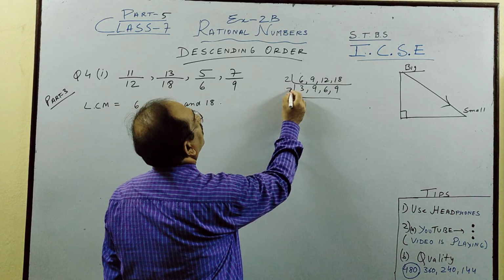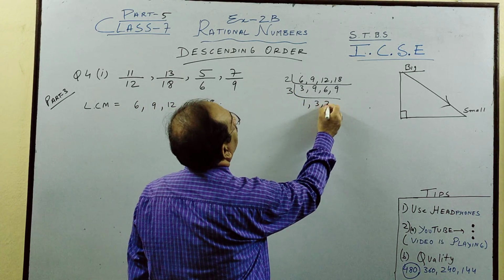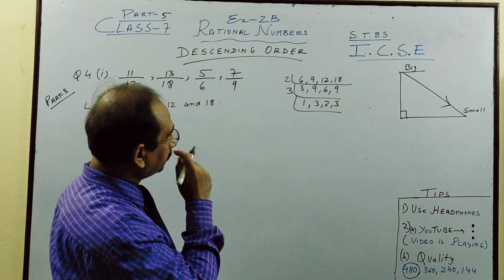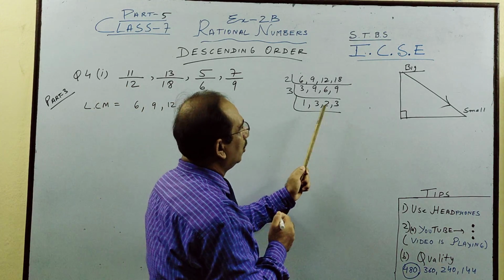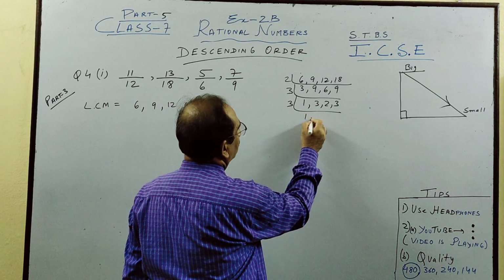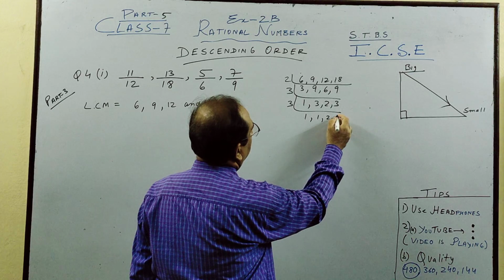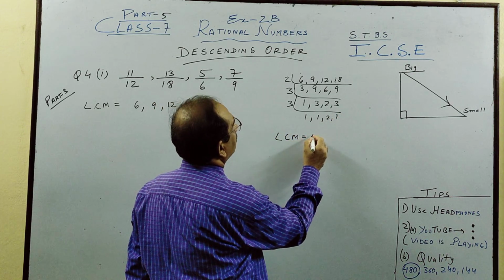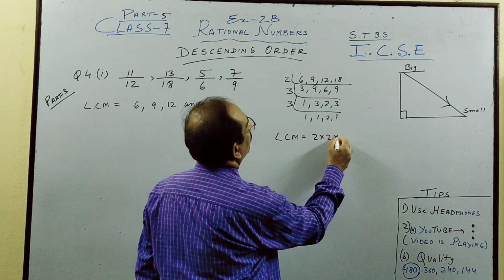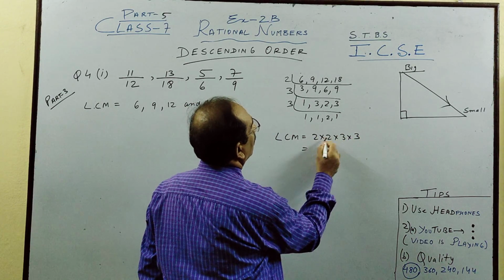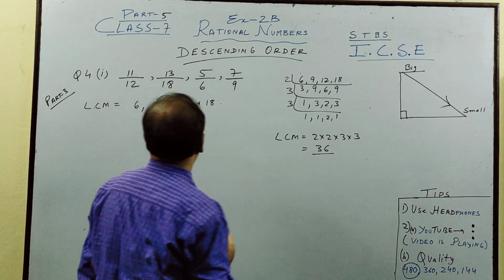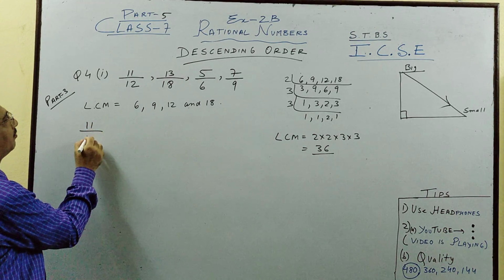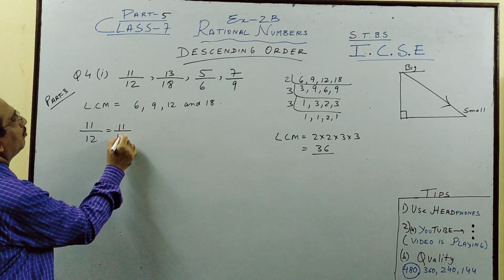Then I will go with 3. 1, 3, 2, 3. Then you see I have got 2, 3. So at least 2 terms. So I get this. So finally what we see, children, the LCM is 2 into 2 into 3 into 3; 4 nines are 36. So each term, see how I am doing it: 11 by 12 is 11 by 12.